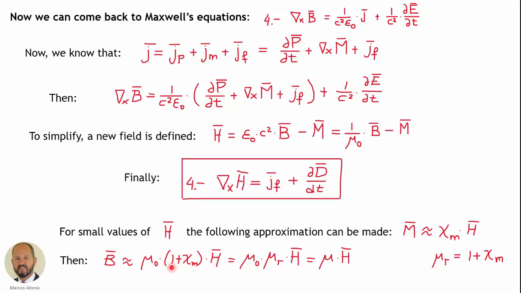This factor here is a constant, which is usually named as mu sub r, the relative permeability of the material, and the product mu sub 0 times mu sub r is known as mu, which is the permeability of the material. So finally, we can say that B is proportional to H. But remember that this is only an approximation for small values of H. We know that the behavior of magnetic materials is much more complex, so this is only an approximation.